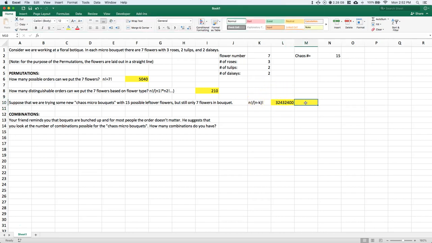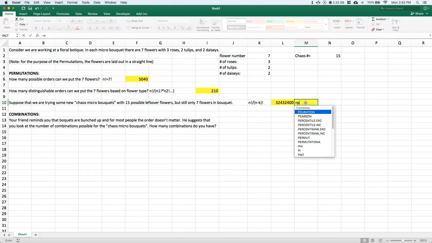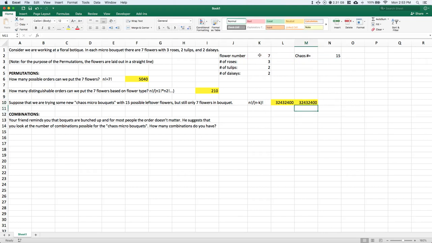There's actually an easier way to do this. We can hit equals and PERMUT, which stands for permutations. It wants to know the number that we can choose from. So we've got 15 flowers we can choose from. How many did we actually choose? Number chosen, 7. We hit enter, and check that out, we've got that nice shortcut. Looking at that again, it's called PERMUT with n, comma, k. We have a total of 15 that we can choose from, and we will select 7.